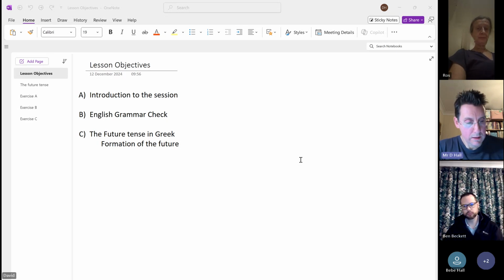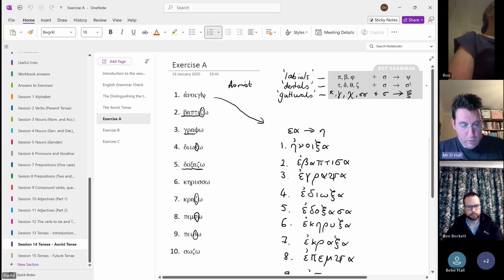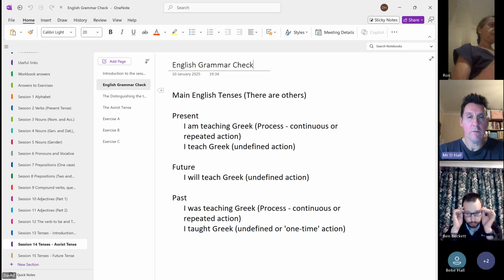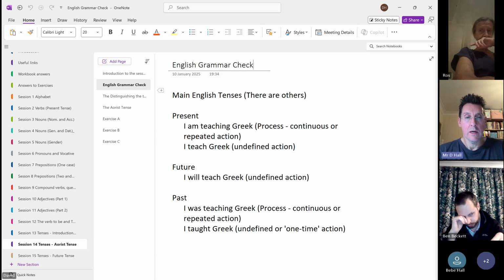And maybe just look at the sheet that we had before. Here we are, just to remind you of the kind of tenses that we use. So the present, we've got I am teaching or I teach, which is either a continuous repeated action, this I am teaching, it's a process, or I teach Greek, which is just undefined in the present. And we've looked at the past and saw how in the past we could say I was teaching Greek, which again has that sort of continuous or repeated action in the past, that was the imperfect tense in Greek.